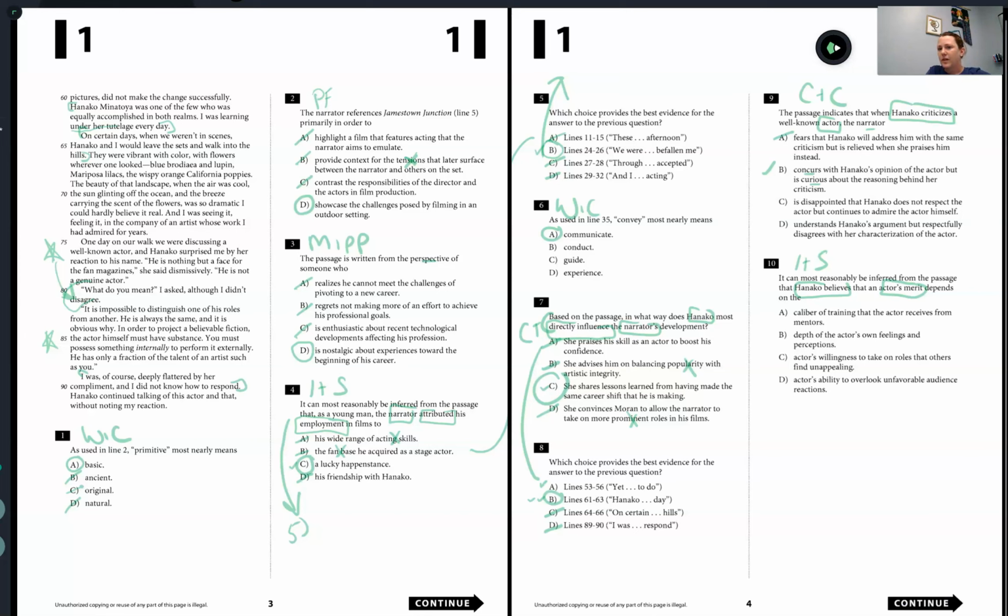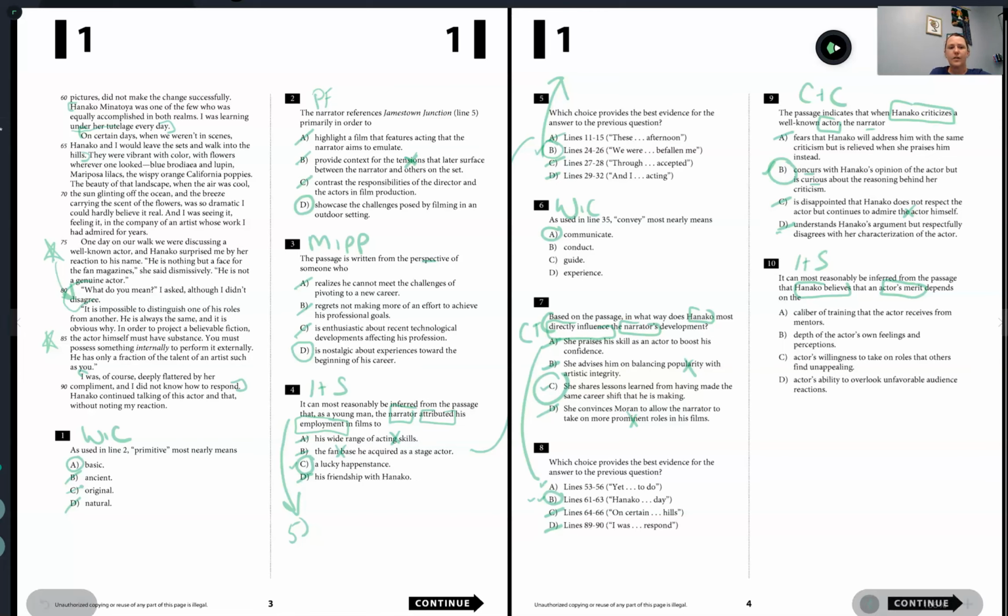He is disappointed that Hanako does not respect the actor, but continues to admire the actor himself. Note, because it said he did not disagree with her disrespect of him. Understands Hanako's argument, but respectfully disagrees. So again, he does not disagree. It must be B. Number 10 is the inference.